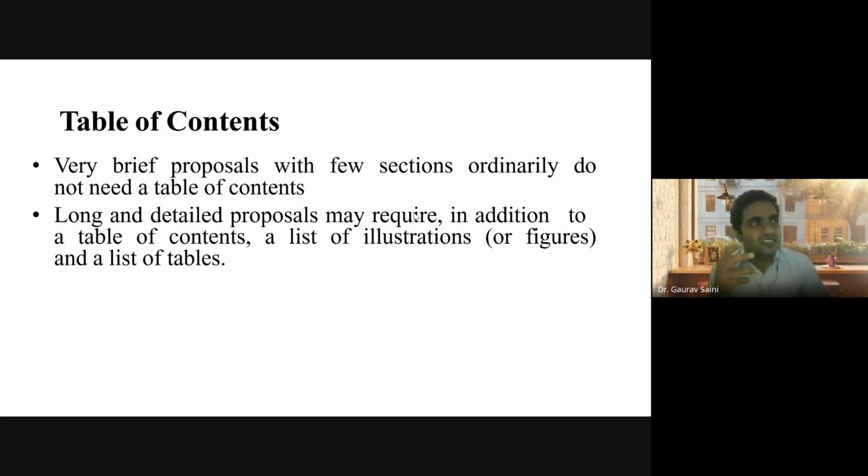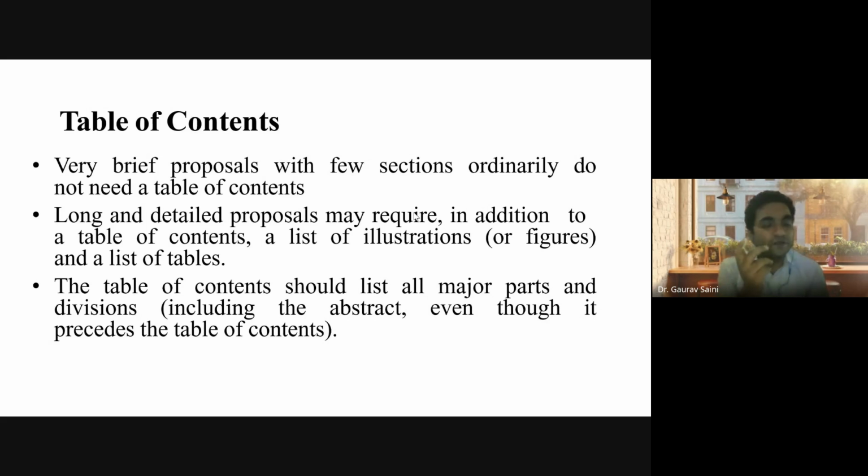a list of illustrations, because if the format is too lengthy it may have graphical figures, and a list of tables should be there because it may have a number of tables. As we prepare for theses and dissertations, we have to prepare a list of illustrations for the figures and tables as well. The table of contents should list all other major parts and divisions, including the abstract, even though it precedes the table of contents. We also have to include page numbers, so that the reviewer can go directly to that particular point and get the information about your proposal.